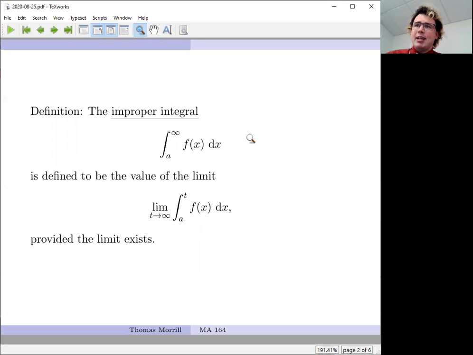The way that we actually calculate this kind of integral is that we're going to take a limit. So this integral is going to be the value of the limit. Here I'm taking a limit as the variable t goes to infinity. I'm still integrating f of x dx, but now I'm integrating from a up to t. And as long as this limit of the integral exists, that will be the value of the improper integral.